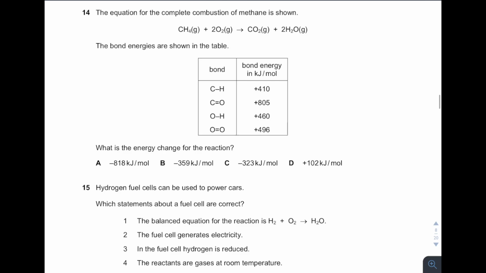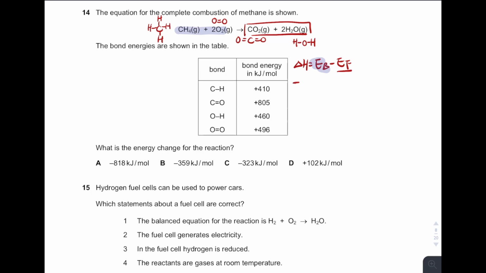Okay, then 14. What is the energy change for the reaction? You see first how it looks like for CH4, O2, O double bond O, CO2, C double bond O, H2O. It looks something like this. Remember, energy change equals delta H. Here, delta H equals EB minus EF. Remember, EB is always the energy needed to break the bonds. It is always from the reactants. And EF is from the products.